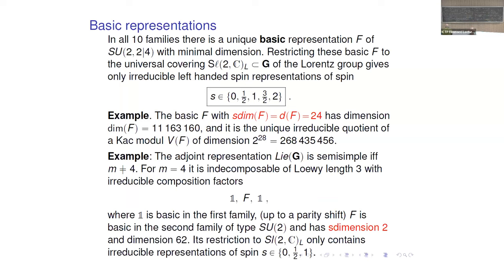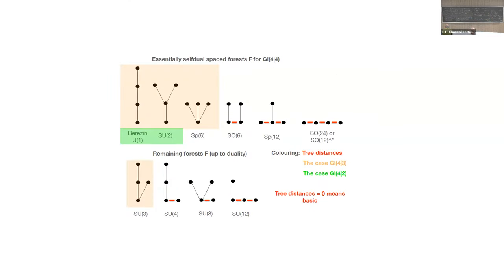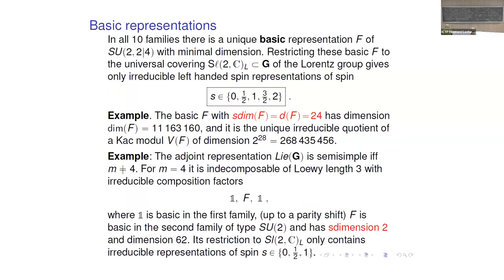This is the largest case. In this case, you find the superdimension is 24, but the dimension of this is 11 million and something. That's the smallest dimension you have in this family. It's very large, but it's the most interesting guy. To describe and construct it, you construct a Kac module, something like a Verma module.